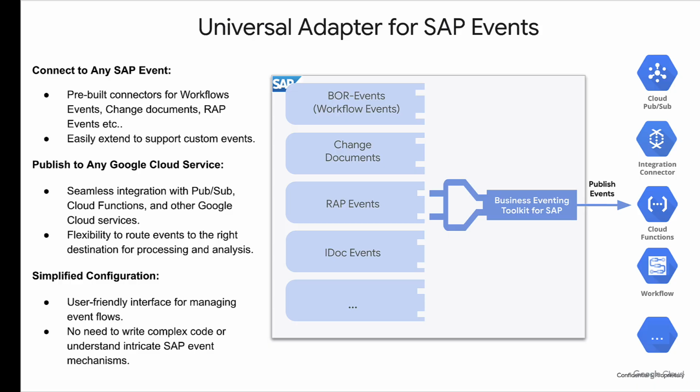Whether it's a standard SAP object event, a change document, something from an RAP event, or an IDoc, or even a custom event, we have got you covered with easy-to-use expandable connectors. We offer broad Google Cloud publishing, so getting your events into Google Cloud is just as easy. We have provided built-in support for key services like Pub/Sub, Cloud Functions, integration connectors, and Firebase Cloud Messaging. And finally, we have simplified management, where a user-friendly interface lets you manage your event flows without needing to dive into the complex code or becoming an SAP event expert.